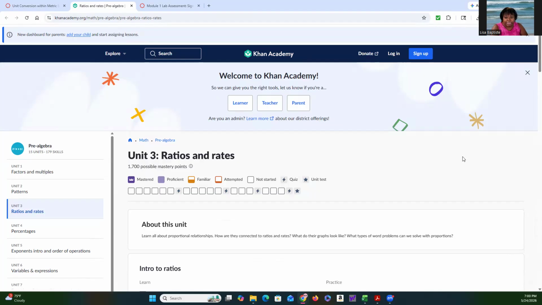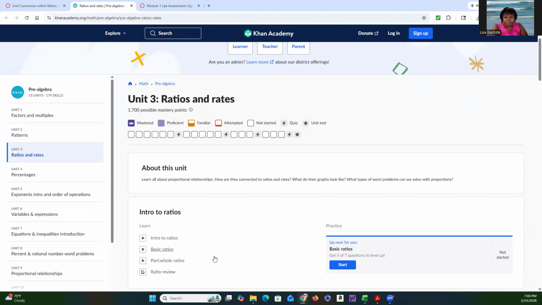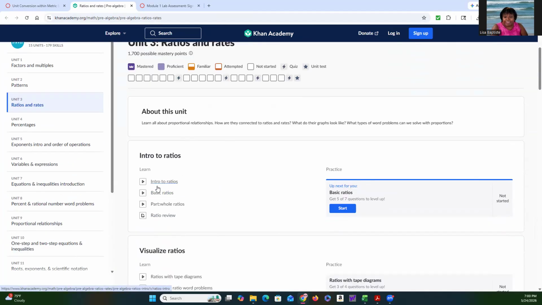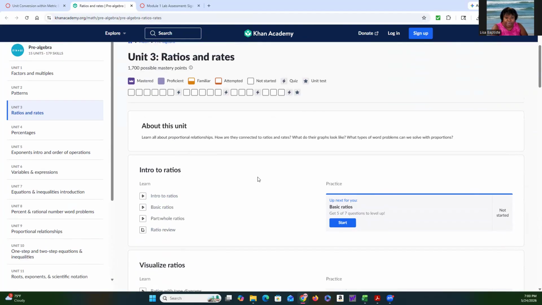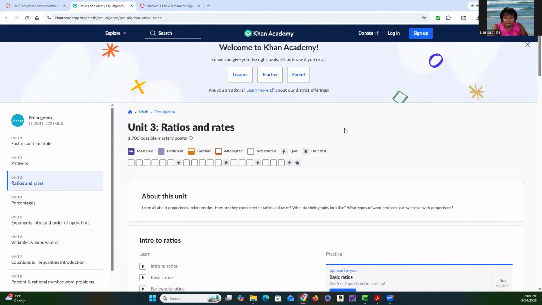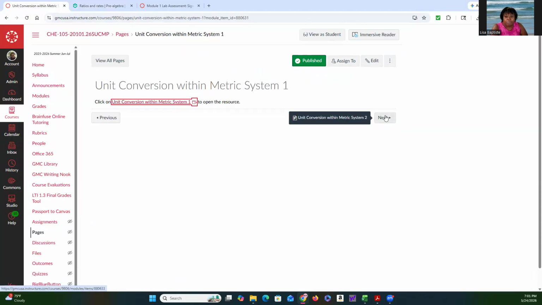All right. And so you're going to click that off, and then you're going to go through this information about the intro to ratios, basic ratios, whole ratios, and a review. So you're just going to click on start, or you can click on the videos to help you understand the information. But you're going to be doing some practice problems, and this is going to help prepare you for the quiz that you'll be taking for this module, as well as the lab assessment. And so make sure that you do go through those ratio videos and those practice problems.